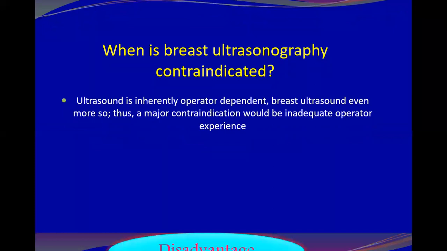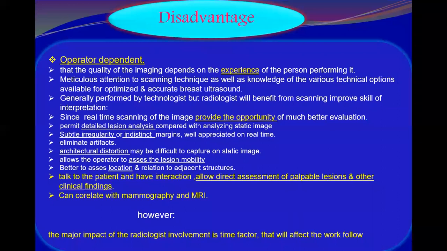So, as you know, ultrasound is operator dependent. It depends on the experience of the person performing the ultrasound. It needs meticulous attention to scanning technique and knowledge of various technical options. We describe a lot of technical options and how they can help us in doing breast ultrasound. We have to know a lot of technical options that can help us optimize an accurate ultrasound image, to improve both sensitivity and specificity.